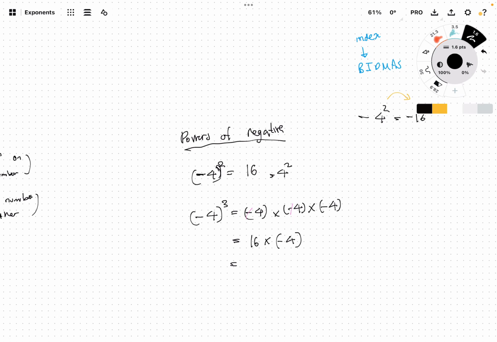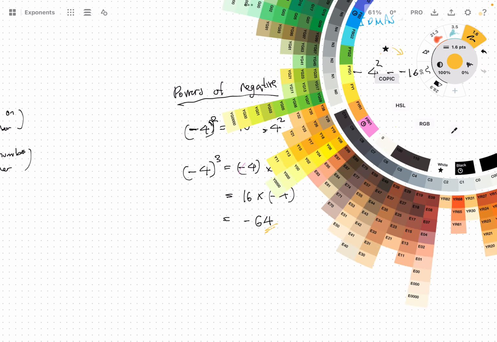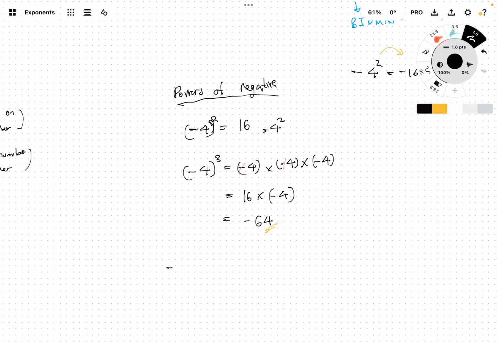And that's negative 64, because there's only one negative now. So this one turns out to be negative. That's interesting. What about negative 4 to the 4? It's negative 4 times negative 4 times negative 4 times negative 4.